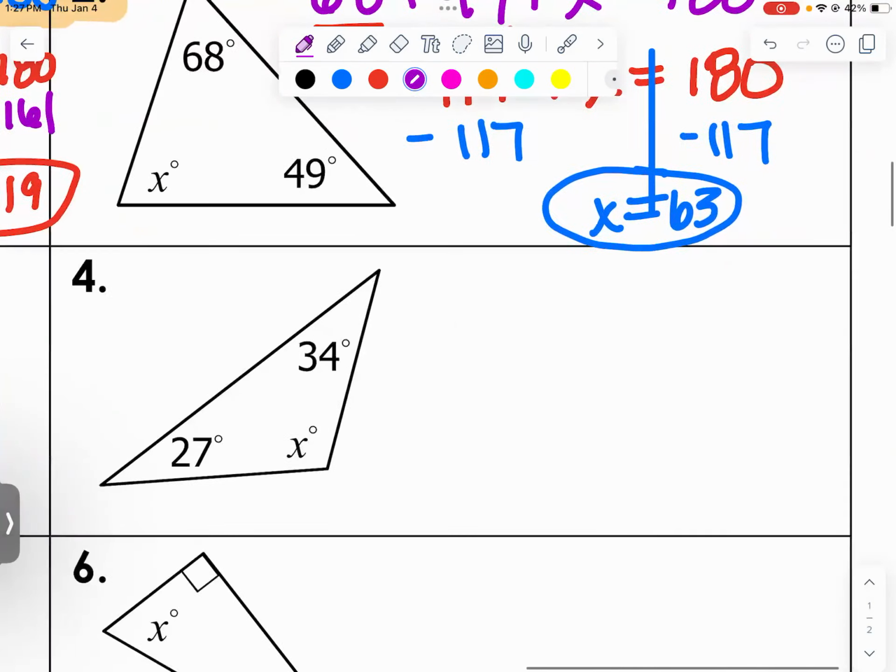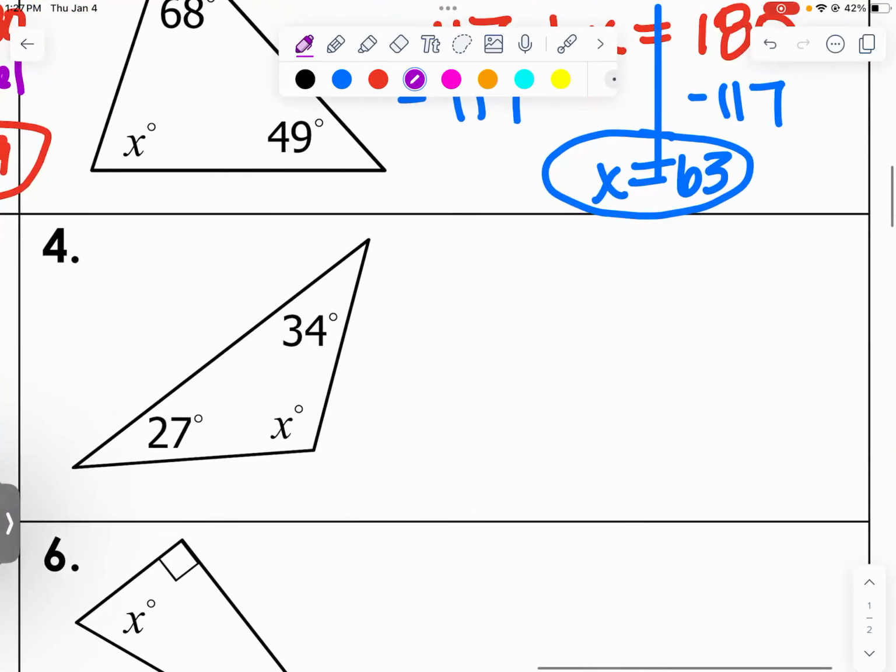Okay, start to finish, you do number 4. When you have number 4 finished, check in with your new elbow partner, see if they got the same thing. You have 1 minute, go.